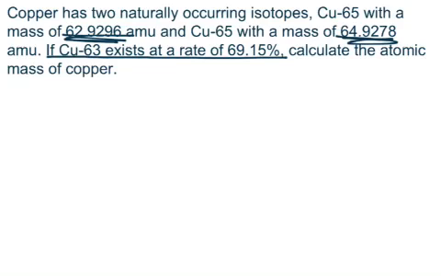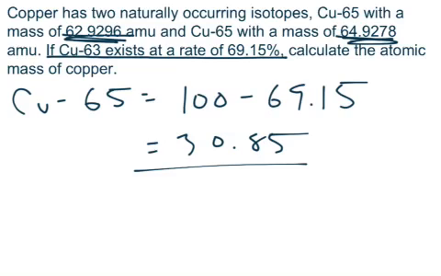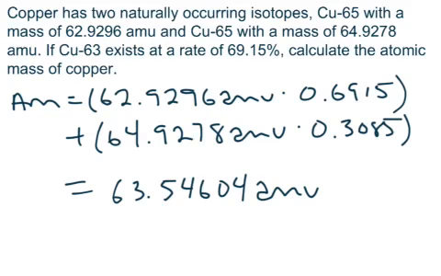Okay, if there's only 2 naturally occurring isotopes and one of the pieces of information that's missing is a percent, well, you know that 2 percents should add up to be 100. So if we're looking for the relative abundance of copper 65, okay, you would do 100 minus 69.15, which means that your missing percent is 30.85. So now you have everything you need to set up the problem and solve it just like we've been doing. If we plug in the masses where we know they go in the equation and the relative abundances, then we get an answer of 63.54604, which on your periodic table says 63.55, so that is a match.